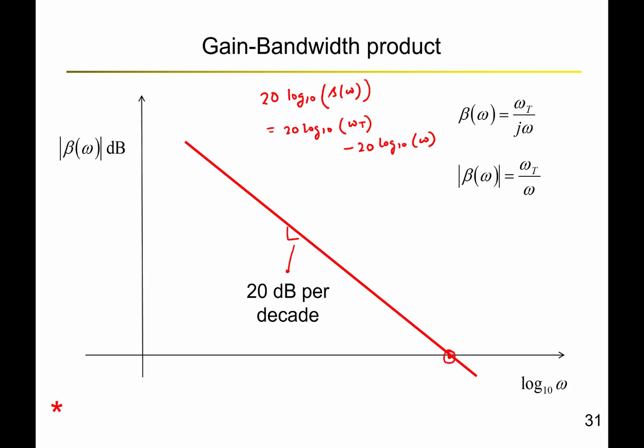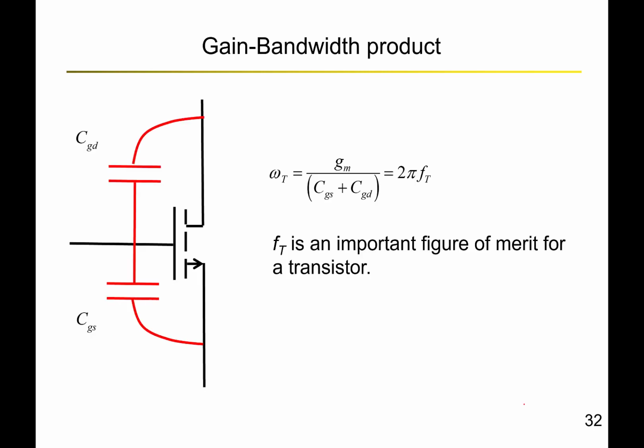And let's try to find the intercept of this curve on the x-axis. That would be when the magnitude of beta of omega in log scale is 0 dB, or in linear scale is 1, which means omega t over omega is 1. So omega is equal to omega t. So this frequency omega t is very important because the short circuit current gain becomes equal to 1 at this frequency. This term omega t can be given, as we have seen, by Gm over the total capacitance, which is defined as 2 pi ft, and ft is a very important figure of merit for a transistor.